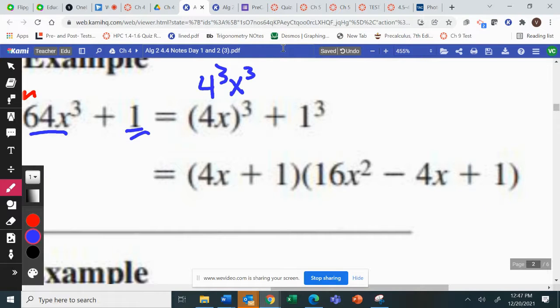Where people tend to make mistakes is, the first parenthesis is fine. Once you find the 4x and the 1, that one people are usually really good with. It's the second parenthesis in this spot where a lot of people make a mistake. Does anybody want to guess what the mistake is? Nobody wants to guess. Okay, I'll tell you.